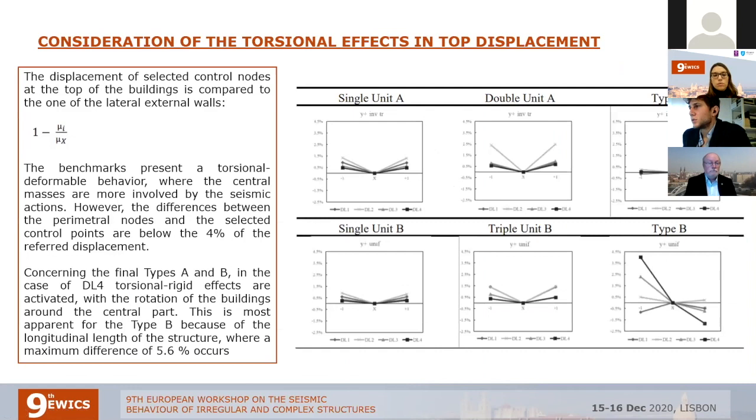In order to assess also the torsional effects in top displacement of the buildings, we select the control nodes on top of the buildings, and they have been compared to the displacement of the lateral walls. And we can see how the benchmark especially has a torsional deformable behavior, and the differences between the perimetral nodes and the selected control points are below the 4% of the referred displacement, while for the final phase, type A and type B, there is some torsional rigid effect. And by the way, this is more clear mostly for the damage level 4, where a maximum difference of 5.6 occurred.